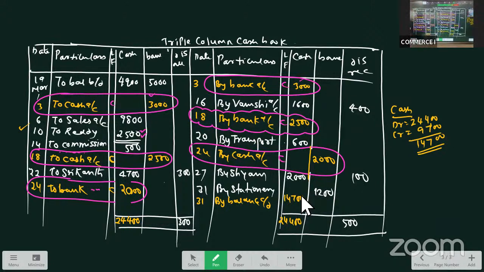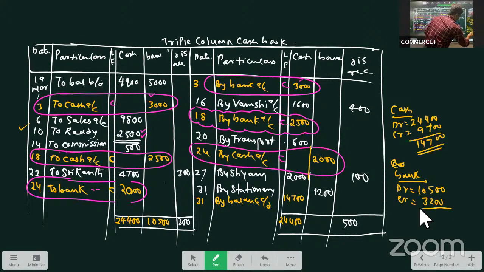Now let us see the bank column. Bank column, see which side is heavy? Bank column is also heavy on the debit side. 10,500. So bank on the debit side, we have 10,500. And on the credit side, we have only 3,200. 3,200. Subtract: 7,300. This is the balancing figure of bank. What is the total? It is 10,500.